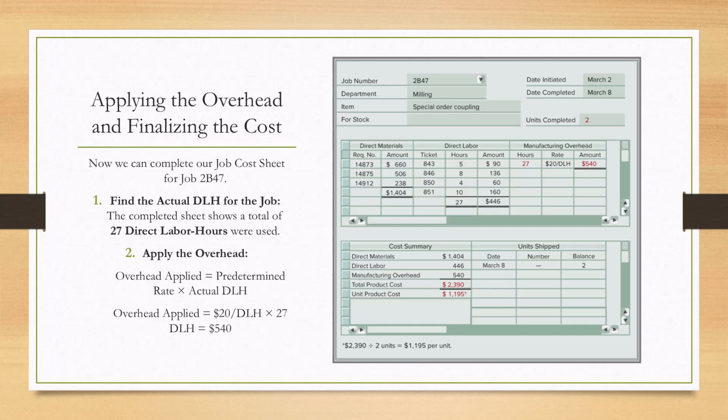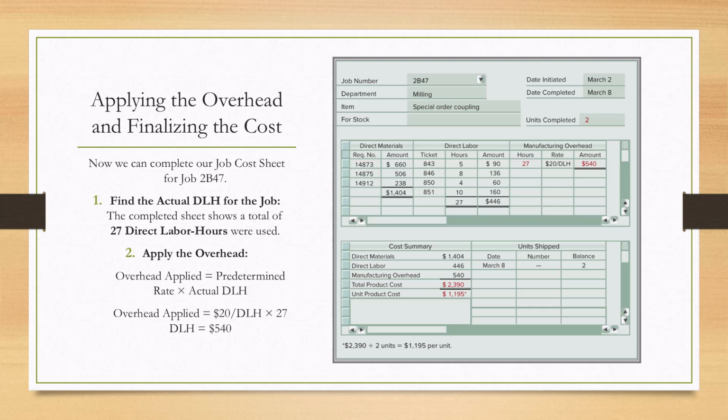Now, we can finally complete the job cost sheet for job 2B47. First, we need to know the actual amount of the allocation base used for this job. The completed sheet shows that a total of 27 direct labor hours were charged to job 2B47. Now we apply the overhead using our predetermined rate. We take the $20 per direct labor hour rate and multiply it by the 27 actual hours used on the job. This gives us an applied overhead of $540.